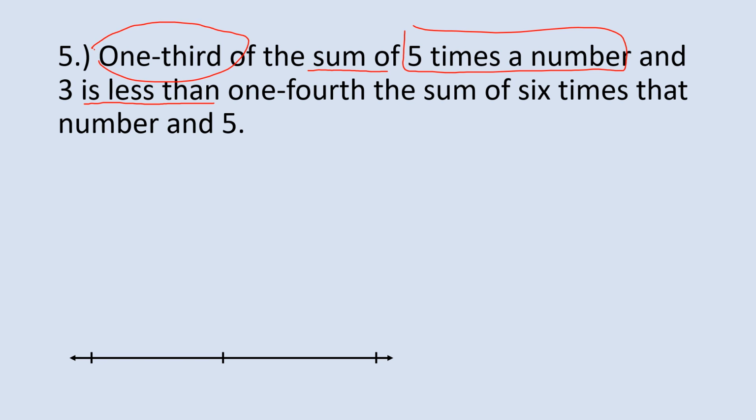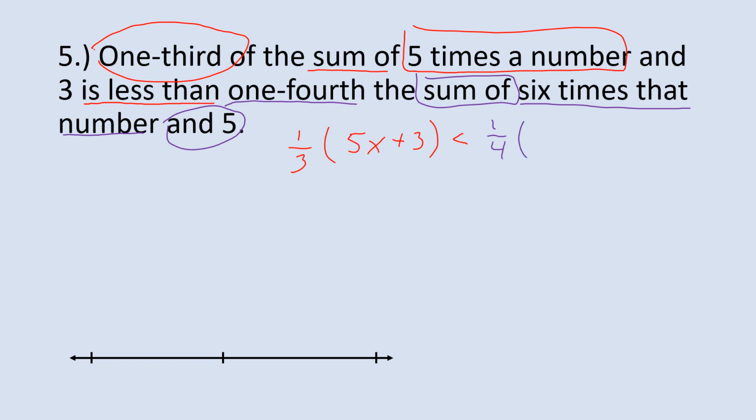All right, so let's start off. So you have 1/3 times that whole sum. So we're going to use parentheses: 5 times a number, let's say it's x, and 3. All right, now we have "is less than." All right, 1/4 the sum of 6 times that number and 5. So 1/4 times the sum, again parentheses, 6 times that same number, so 6x and 5.